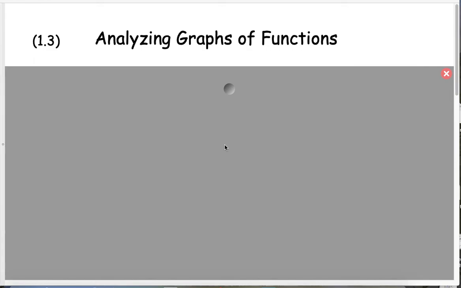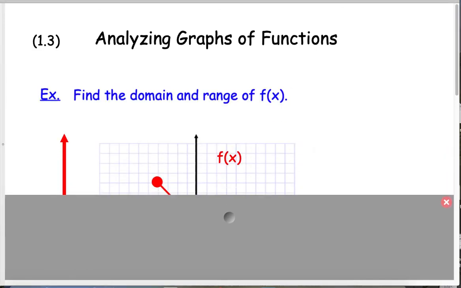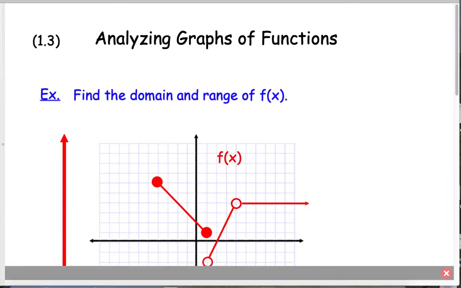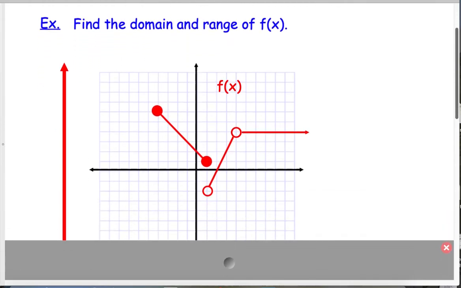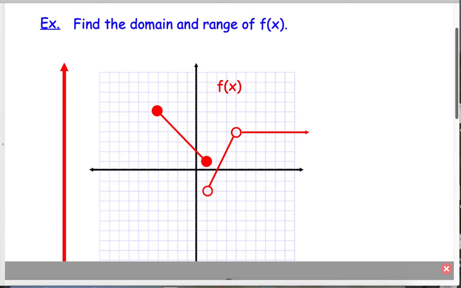Okay, we're going to continue our work with functions, and now we're going to be analyzing the graphs of functions. So let's start with an example. Here's a function, and I want to find the domain and the range of this function f of x. As you can see, this is a piecewise function.